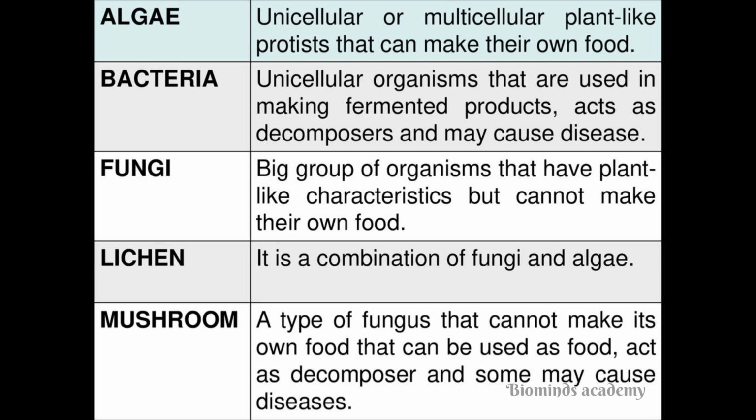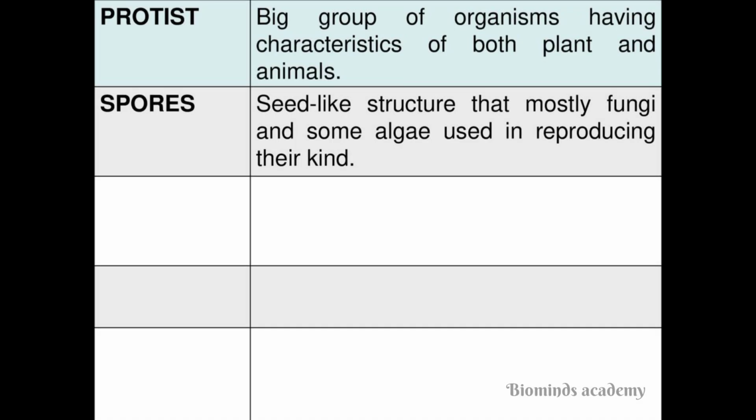Then fungi, a big group of organisms that have plant-like characteristics but cannot make their own food, so they depend on others for food. Then lichen is a combination of fungi and algae. The mushroom is a type of fungus that cannot make its own food, can be used as food and acts as a decomposer, and some may cause diseases also. Protists are a big group of organisms having characteristics of both plants and animals. Then spores are seed-like structures that mostly fungi and some algae use to reproduce their kind.